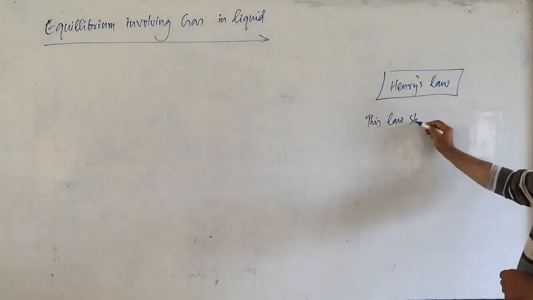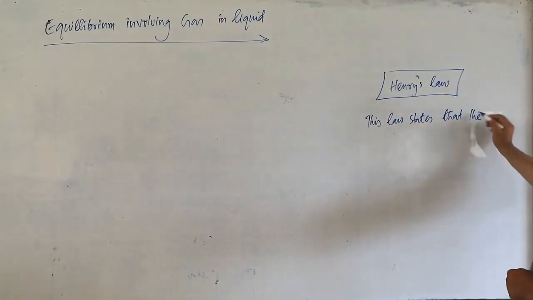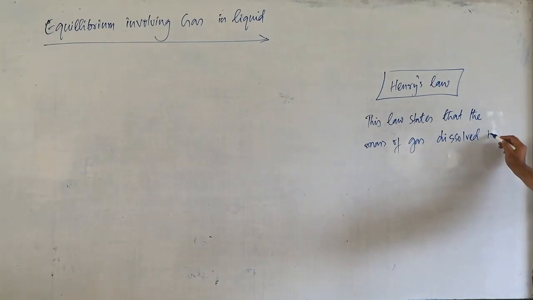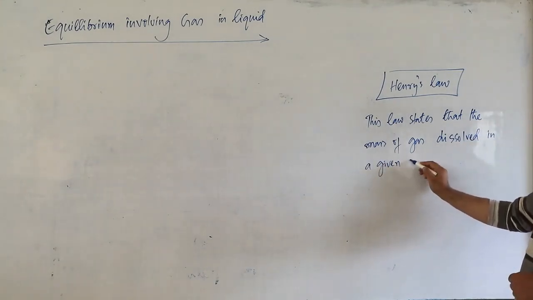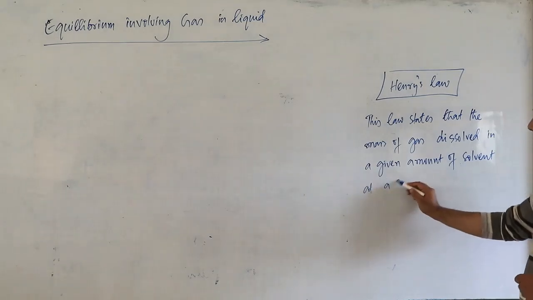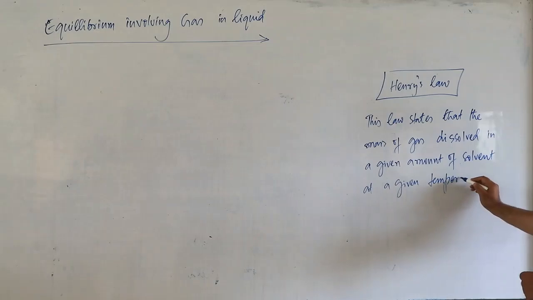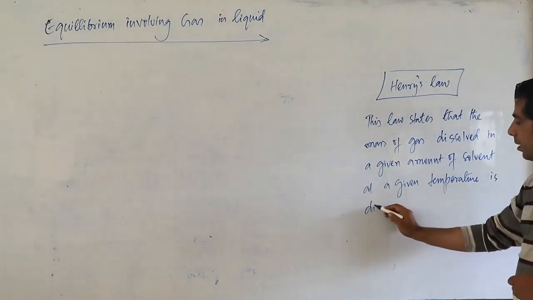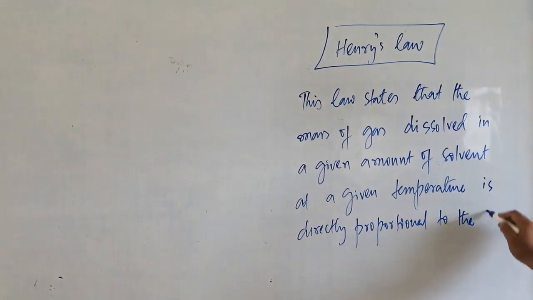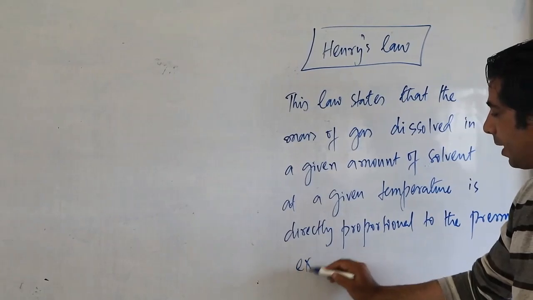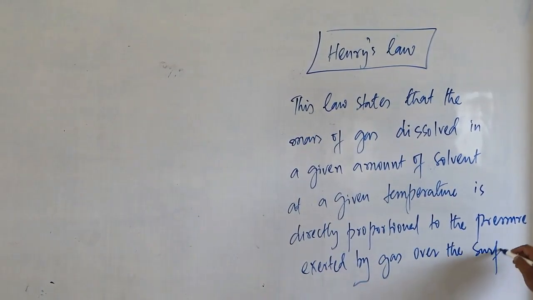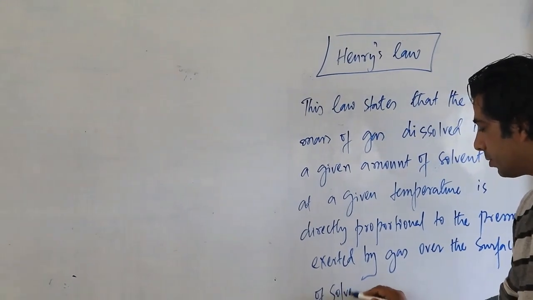This law states that the mass of gas dissolved in a given amount of solvent at a given temperature is directly proportional to the pressure exerted by gas over the surface of solvent, or you can say liquid.